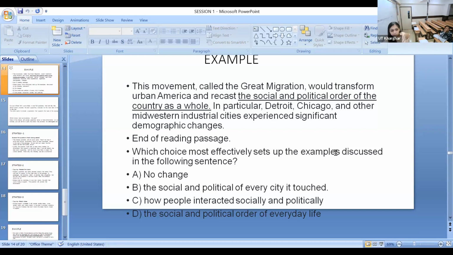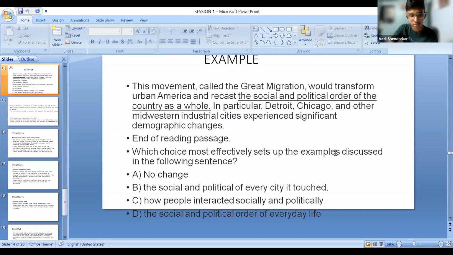The question says, which choice sets up the examples discussed in the following sentence? In the sense, they're talking about Chicago, they're talking about Midwestern industrial cities. Okay, so these are the examples. Examples of what, Adi? Ma'am, I don't understand. Okay, try. Are these the countries? Are these the cities? First, you need to identify this thing. What are these? Cities.